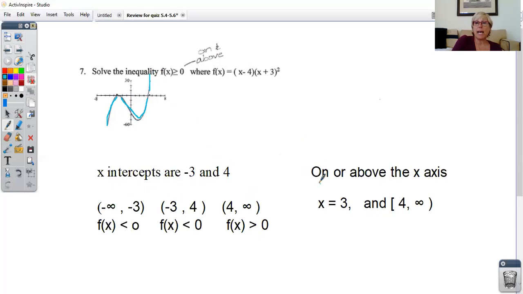So this question is asking, where is it on the x-axis? It is on the x-axis at -3 and 4. So I have to include those. Okay, so I'm including the -3. Sorry, that should be a -3. And then I'm using a bracket to say that I want to include the 4 also.